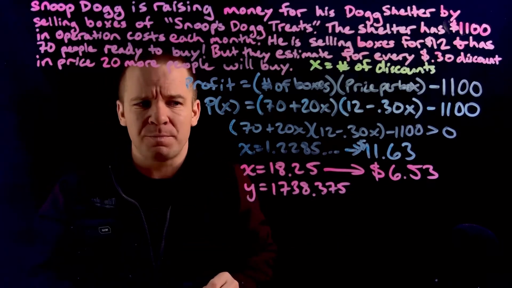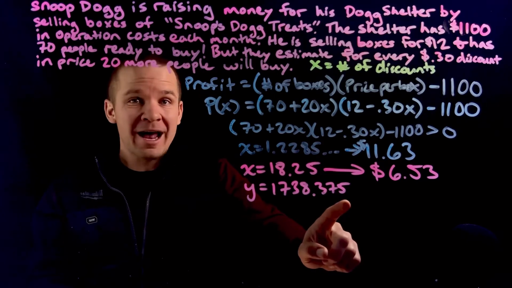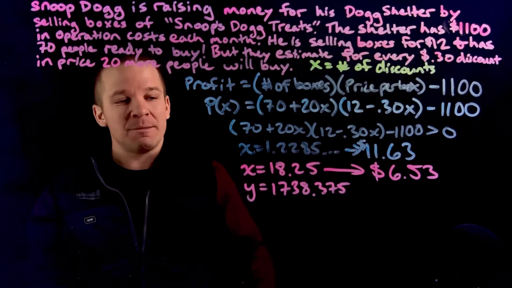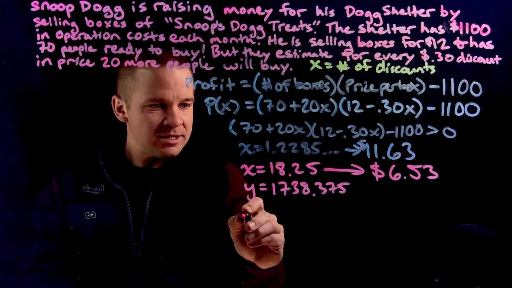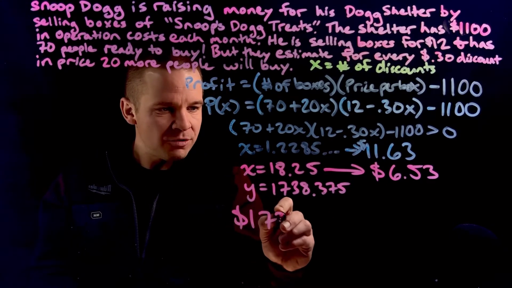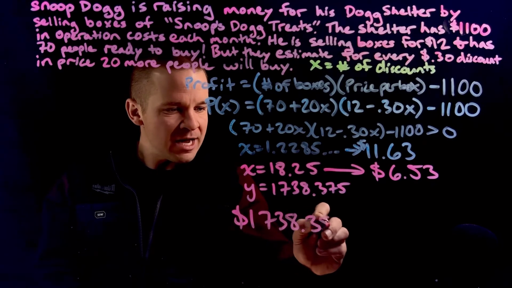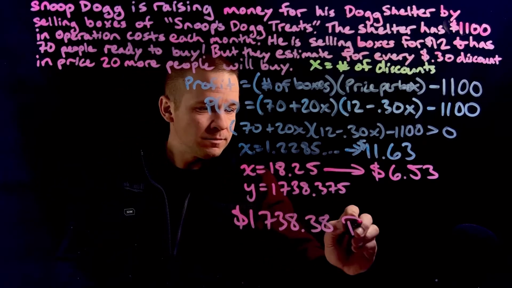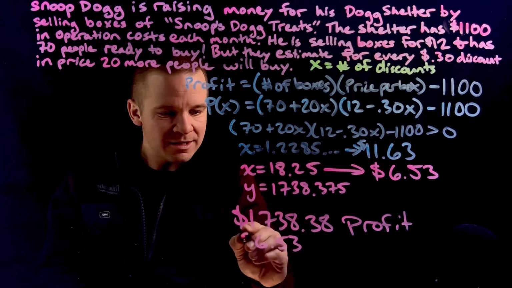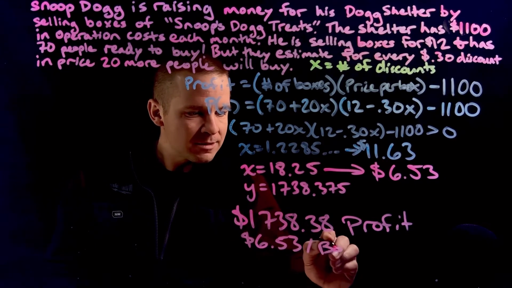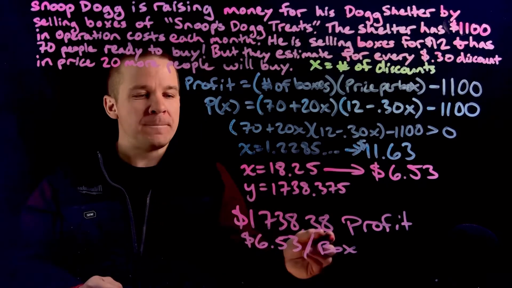But what will my profits be? My profits will be that amount right there. So my profit is going to be $1,738.38 of profit if we charge $6.53 per box, right? The slash per box.